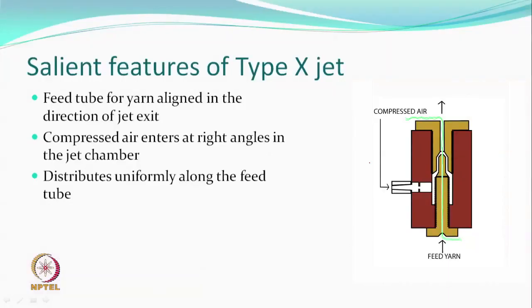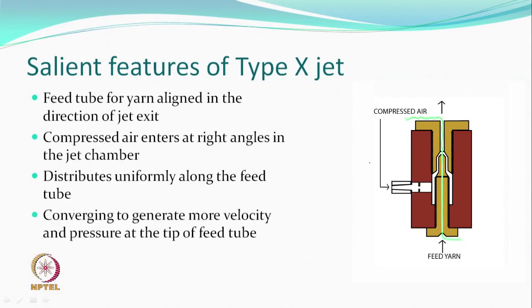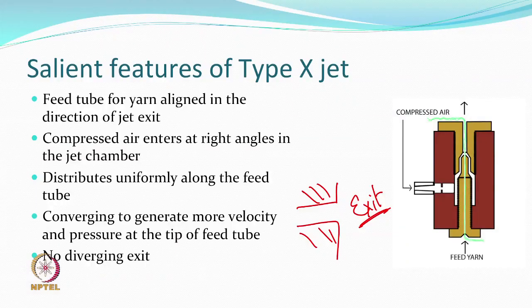And they found that this was efficient enough. So, converging to generate more velocity, in a way more mass flow within the same time period, and at the tip of the feed tube there is interaction with the yarn. So, everything that is supposed to happen would happen here, but there was no diverging exit. It was a simple straight exit.